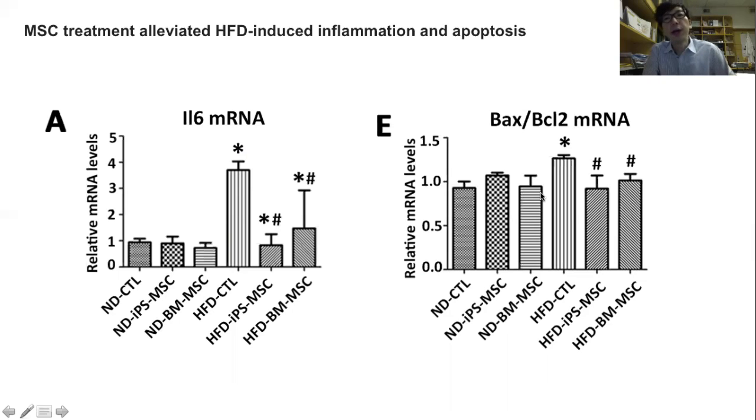Apoptosis is also a very important phenomenon in kidney injury, and here we show an increased apoptotic tendency in the animals, which was reduced when these high-fat diet treated animals were treated with tail vein injection of either iPS stem cells or bone marrow mesenchymal stem cells.